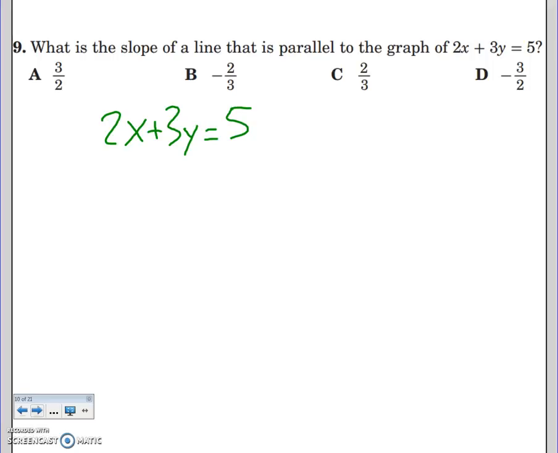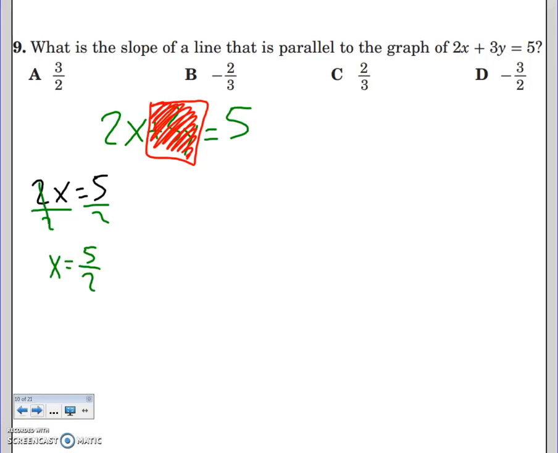So this is standard form. It's good for finding the x and y intercepts. Those are 2 points. So the cover-up method, I ignore that. I saw that equation. 2x equals 5. Just divide both sides by 2. X equals 5 halves. So the x-intercept is 5 halves, comma 0.